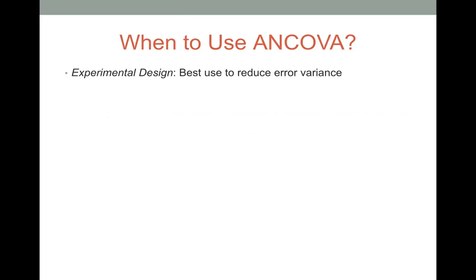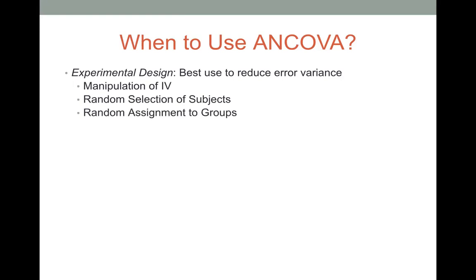Bros, here is where you need to pay attention, when you are designing the research, when you're answering the question in qualifying exams. Deciding on the right statistical method already paves the way for your success. Use the wrong experimental design, and you mess it up from the very beginning. So ANCOVA is best used for experimental design to reduce error variance. You manipulate the IVs, random selection of subjects, random assignment to groups. That's why it is experimental.